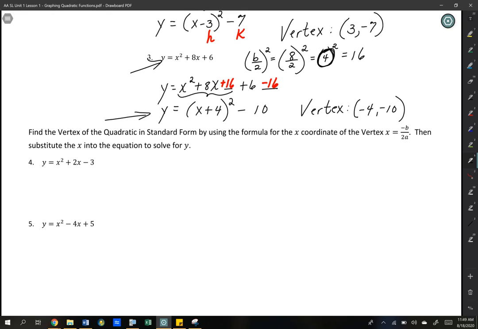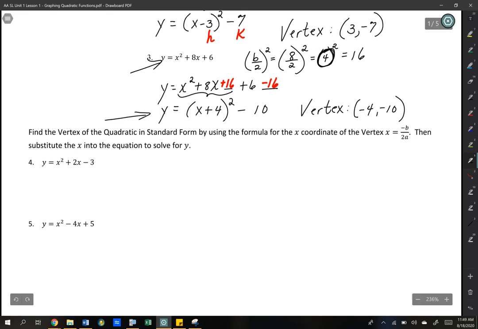Now, the next part says find the vertex of the quadratic in standard form by using the formula for the x coordinate of the vertex, and then substitute that x into the equation to solve for y. So here's another way to use standard form to find the vertex. You don't have to complete the square. In this case, you can just use the formula for the vertex, which is -b over 2a. So we're going to do that next.